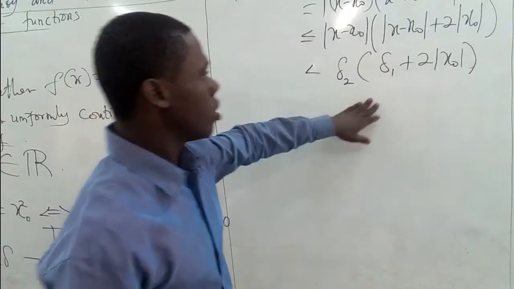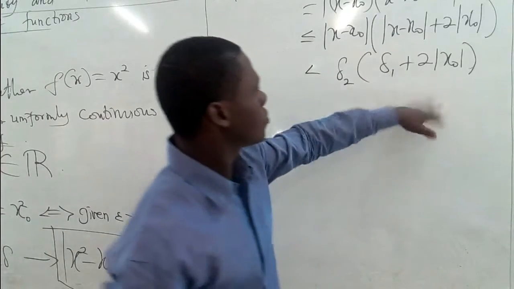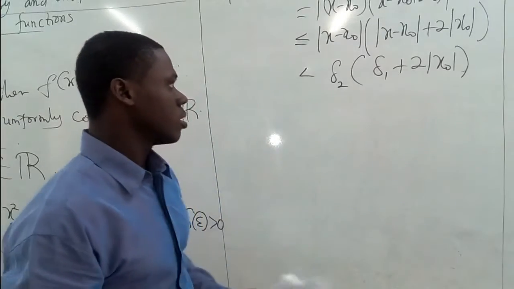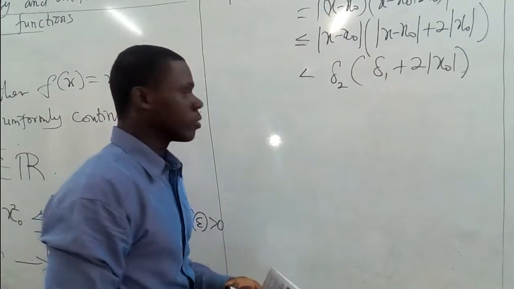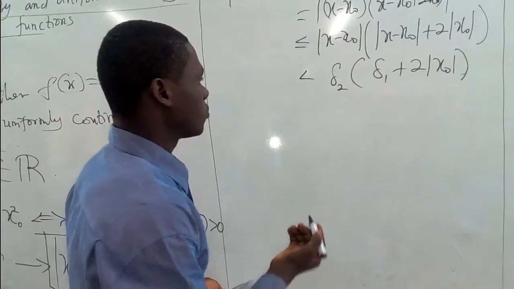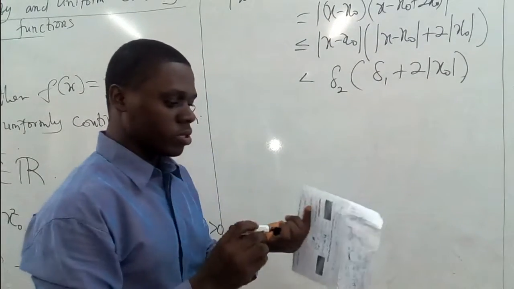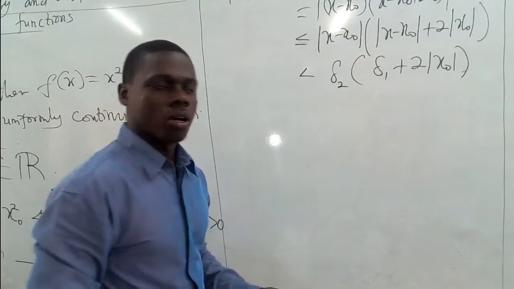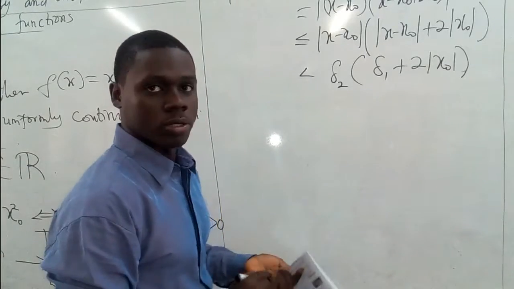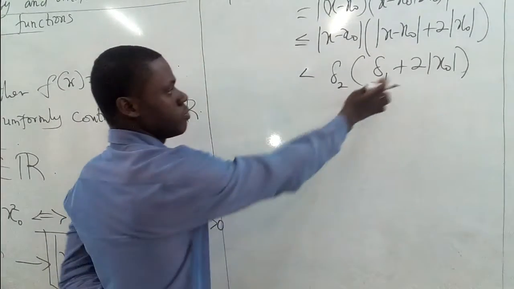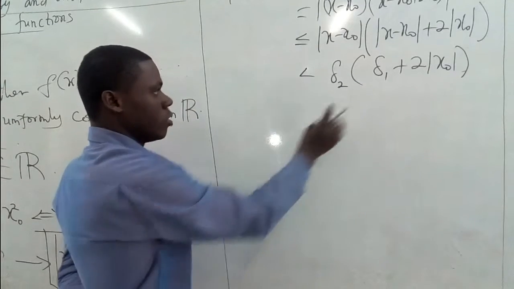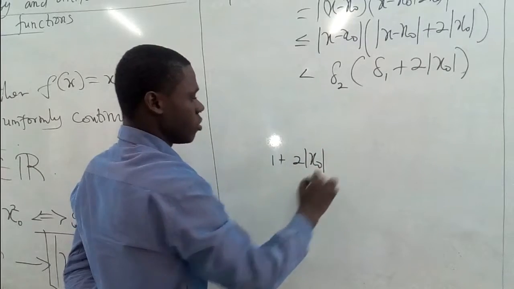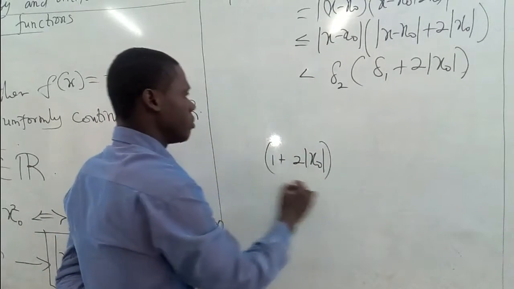At this point, we are almost there, except that we have to select delta. So we have two deltas here, so we choose the value for it. So let's see what we do. On the face of it, we will not be able to see what values we choose so that at the end, that will lead us to epsilon. So we go somewhere and say, okay, let's keep this place to 1, for instance. So if this place is 1, then you have 1 plus 2 absolute of this. Then that will be multiplied by delta 2.